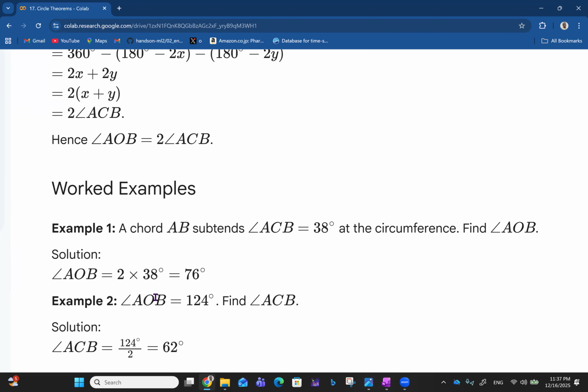Then if angle AOB, the angle at the center, is 124 degrees, find angle ACB. Just divide this angle at the center by 2, and you get the angle at the circumference. Multiply the angle at the circumference by 2, and you get the angle at the center. And that's how that goes.